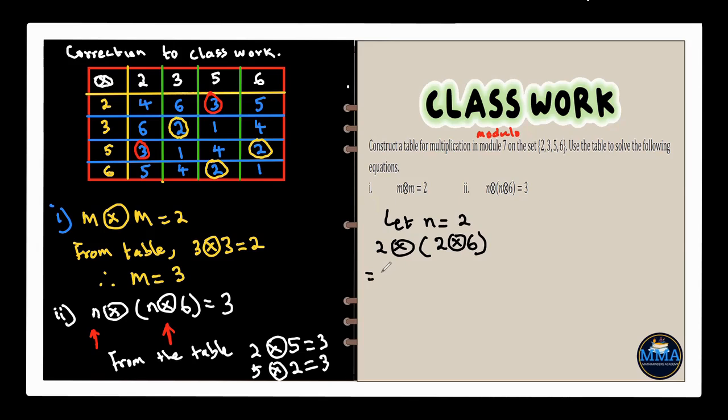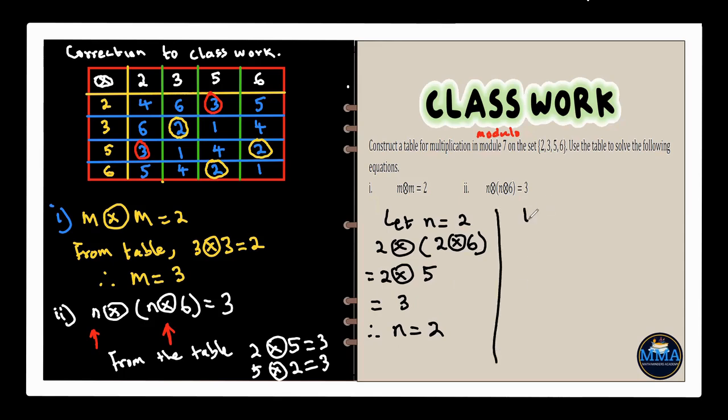So this will give us 2 times, what is 2 times 6 from the table? 2 times 6 is 5. So this is what we have here. And what is 2 times 5? 2 times 5 is 3. So we conclude that therefore n equals 2.